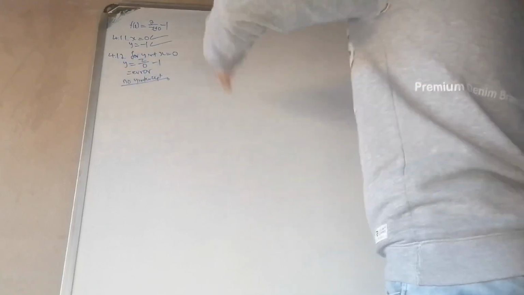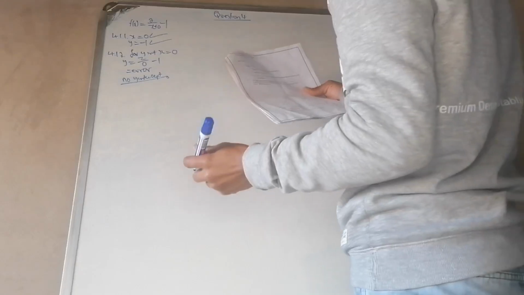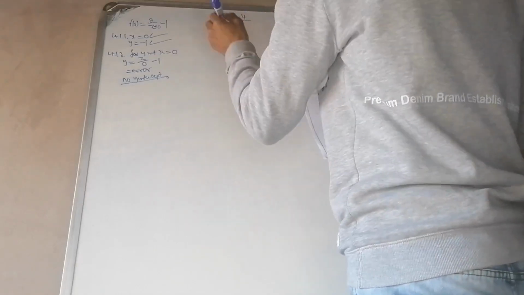The graph does not intercept the y-axis, because for the y-intercept x is 0, and immediately when the denominator becomes 0, it's a maths error. The graph approaches the axis but does not touch it. That is the answer for 4.1.2, the y-intercept.